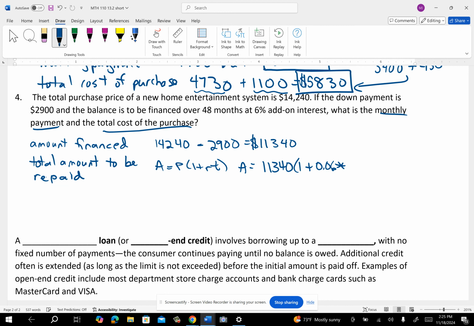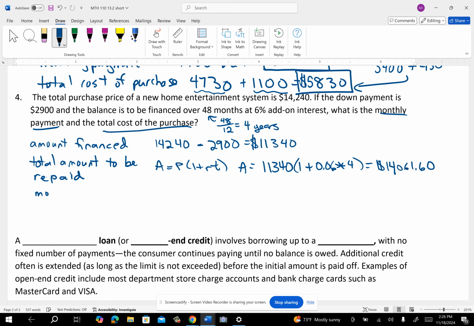0.06. Now here they gave me the time in 48 months, but isn't 48 months equal to 4 years? Because there's 12 months in a year. So I need to multiply by 4 there. All right, so when I do that, I wind up getting $14,061.60. Okay, let me double check that. 11,340 times 1 plus 0.06 times 4. Yep. Okay. So that's the total amount to be repaid.